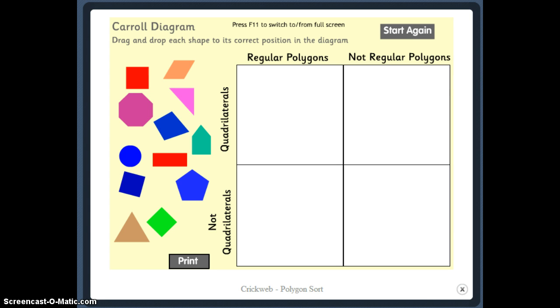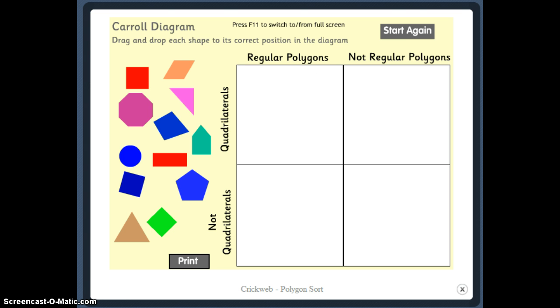but it's also so you can review quadrilaterals and get some kind of idea what characteristics are needed to qualify a polygon as a regular polygon versus a not regular polygon. You'll notice in front of you there is a notes template, and you have a very similar diagram on your paper that says regular polygon and not regular polygon, and we've got quadrilaterals and not quadrilaterals.